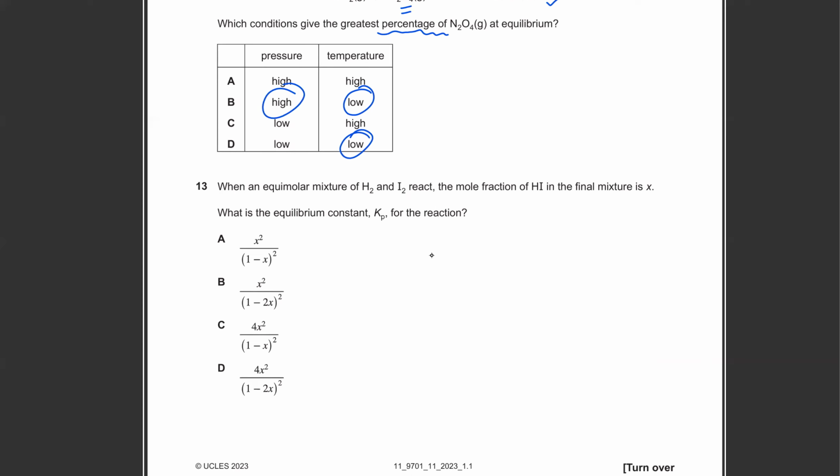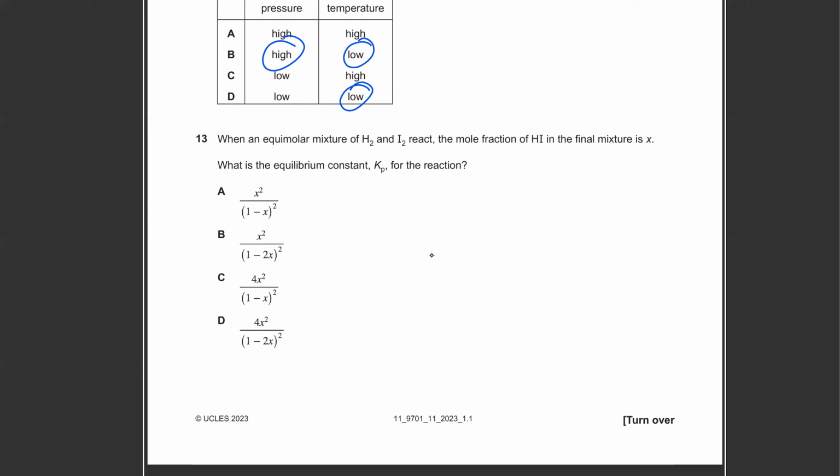So now you have to figure out the value of Kp. What is the equation? He says equimolar mixture of H2 and I2. So I think the reaction is H2 reacting with I2, and together they're forming HI. Now, he says that an equimolar mixture of H2 and I2 react together. The mole fraction of HI in the final mixture is x. So what is the equilibrium constant Kp for this reaction?